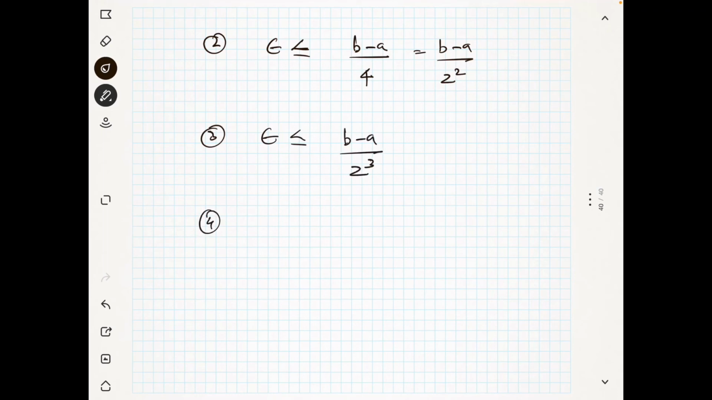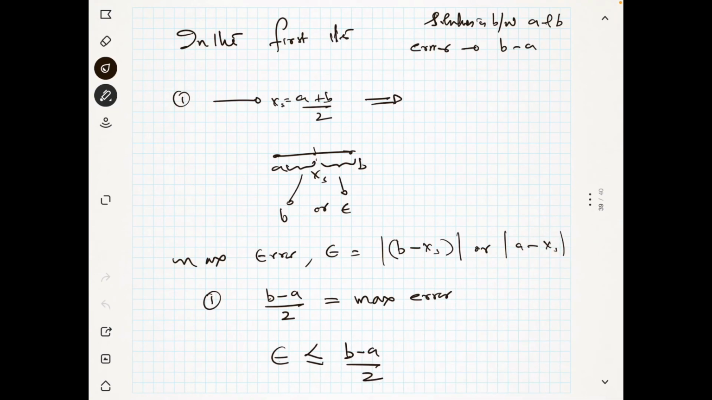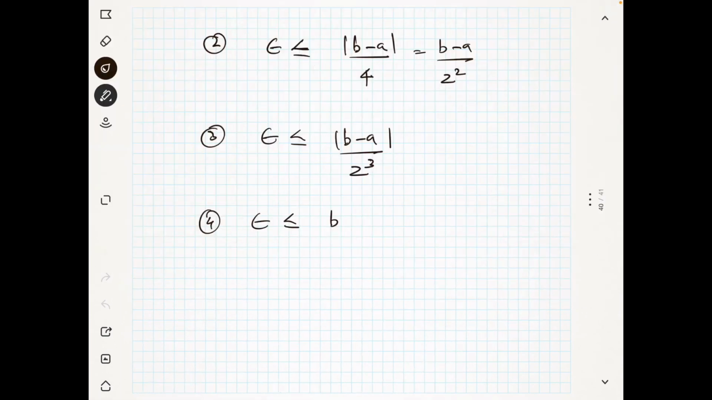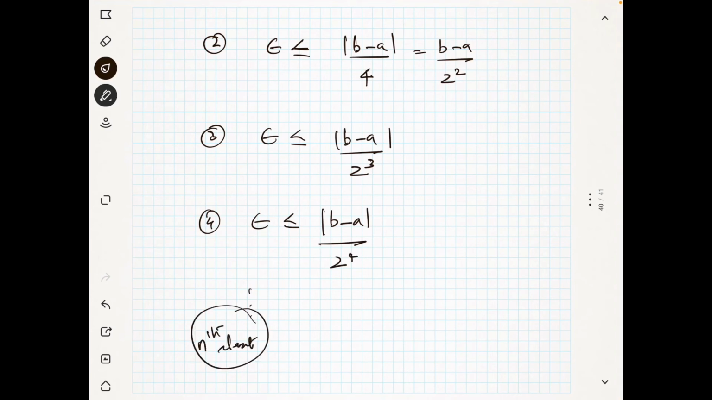So in the fourth iteration, my error will be less than or equal to, so I will just use the absolute value to show the magnitude of the error. Okay, this is the magnitude of the error: b minus a divided by 2 power 4. Like this, in the nth iteration, I will get my error which is less than or equal to b minus a by 2 power n. So this is the equation for the error.